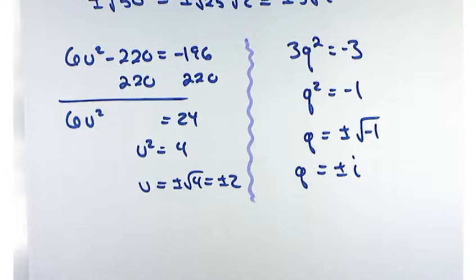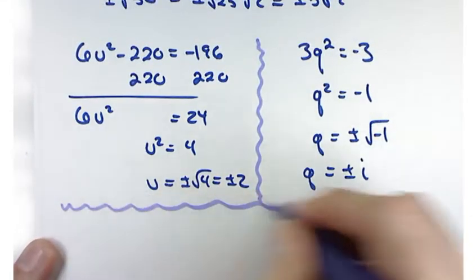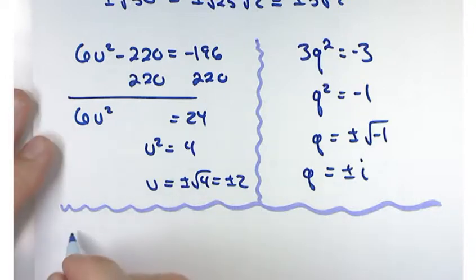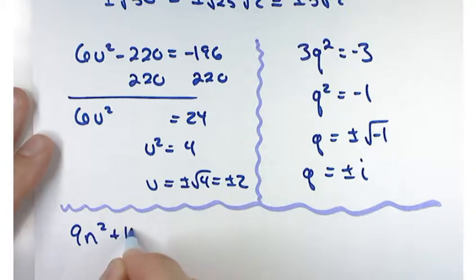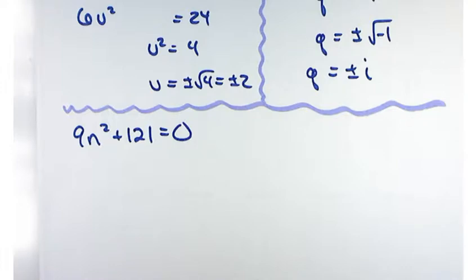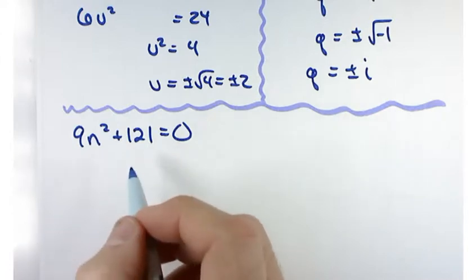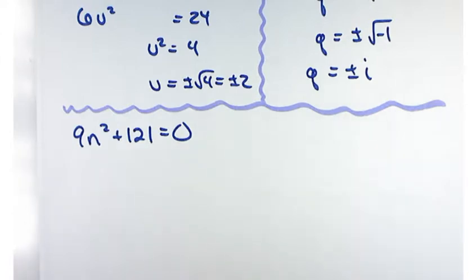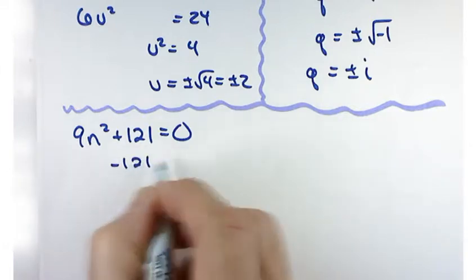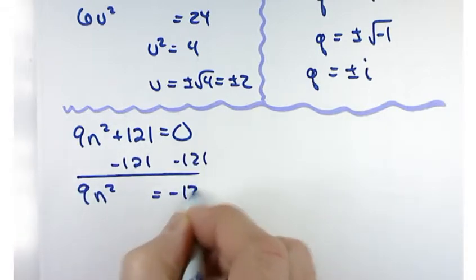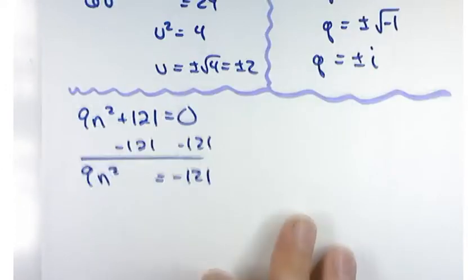Let's try another one similar to that one. Are you up for trying this next one? I'll take that as a yes. All right, so what would you do to start on this one? Subtract 121. Hopefully you notice that 121 is 11 squared. Just throwing that out there. n squared equals negative 121. And keep going. See if you can't simplify this.